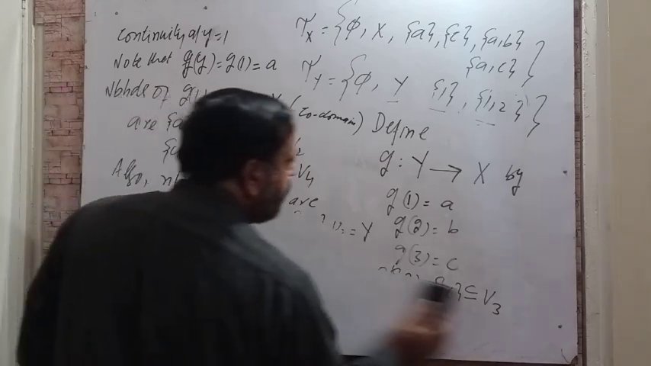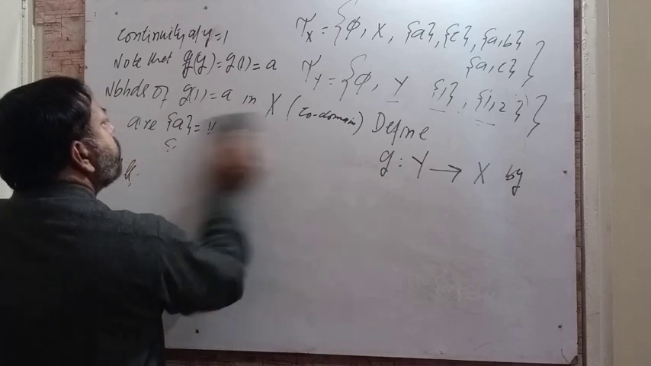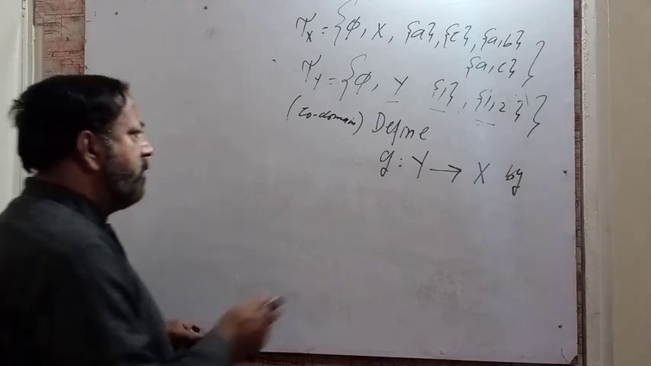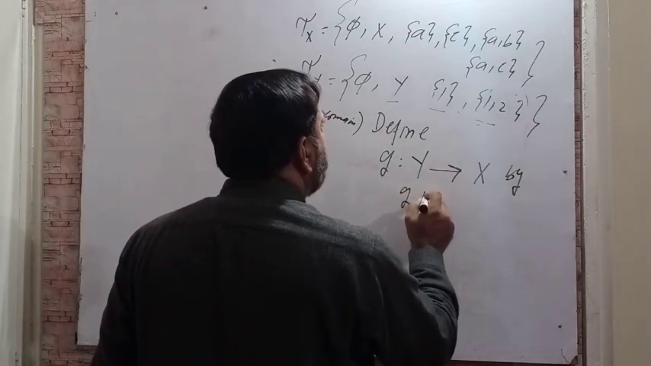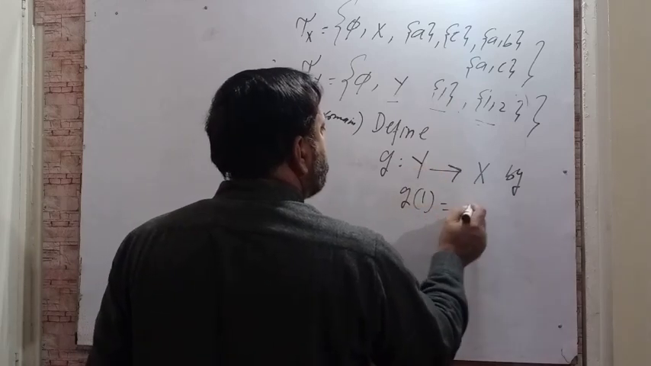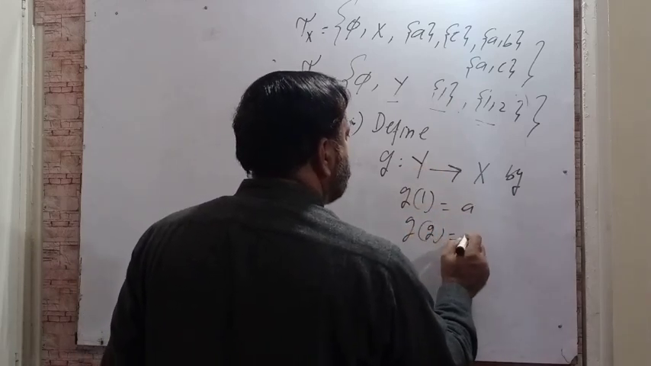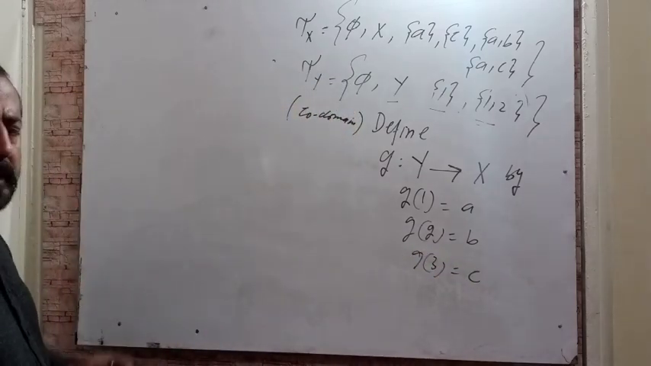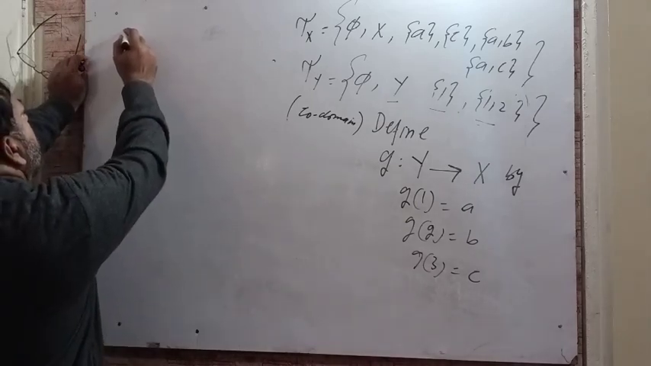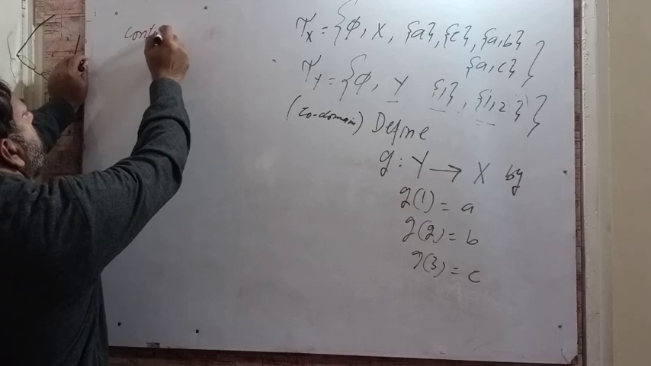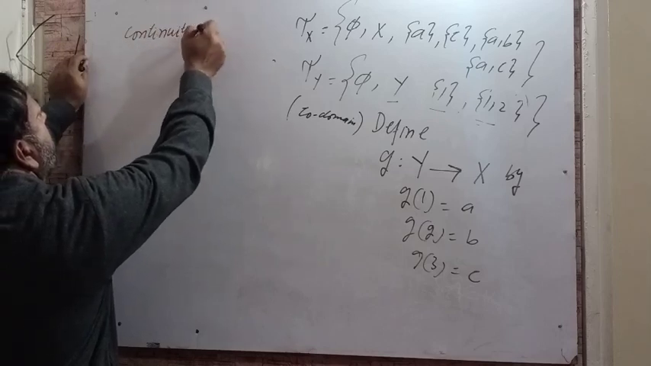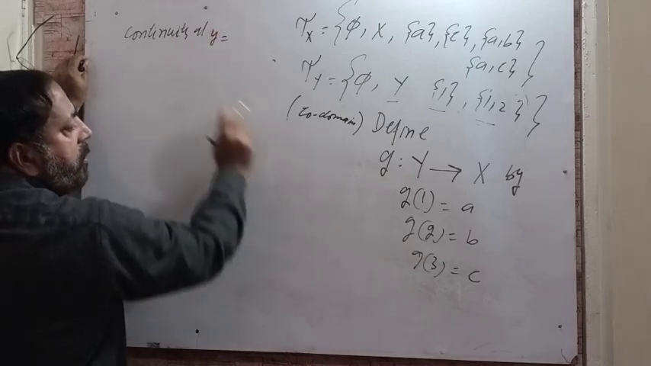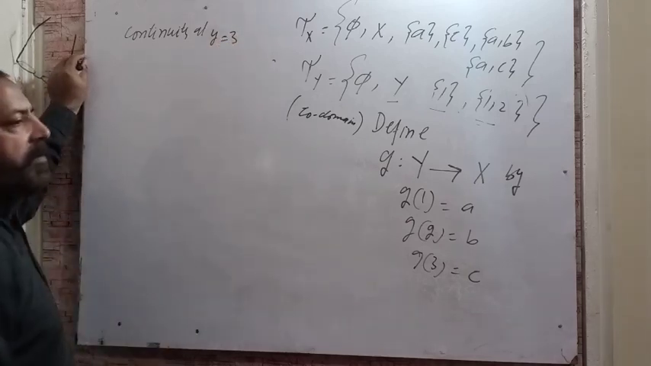If I check for y is equal to 3, okay, my definition was G1 was A, G2 was B, and G3 was C. Check again for continuity at y is equal to 3. I need to check for y is equal to 3.